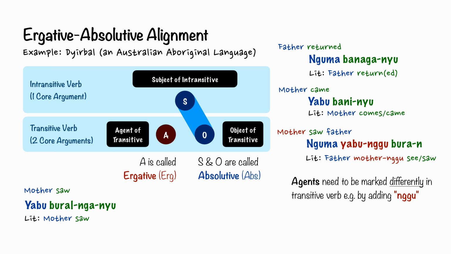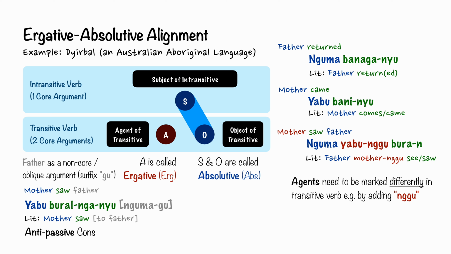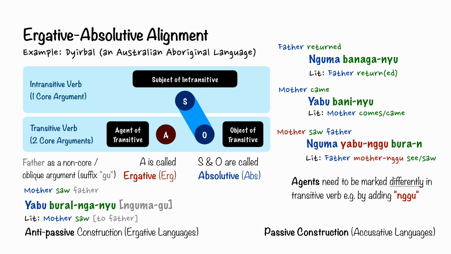However, we can add ngumagu, meaning something like "to father," to this sentence, becoming yabu buranganyu ngumagu, which also means mother saw father, but literally mother saw to father. In this case, father becomes a non-core argument marked by the suffix gu to indicate an oblique or a non-core role. This construction is called an antipassive construction in Ergative-Absolutive alignment and functions as the opposite of the passive construction in Nominative-Accusative alignment. Remember, both the verbs in passive constructions and those in antipassive constructions are intransitive.